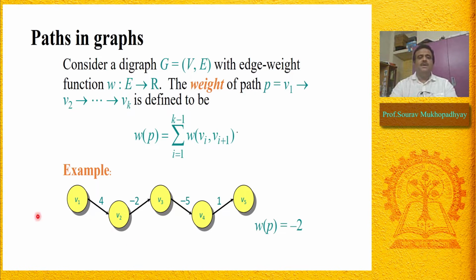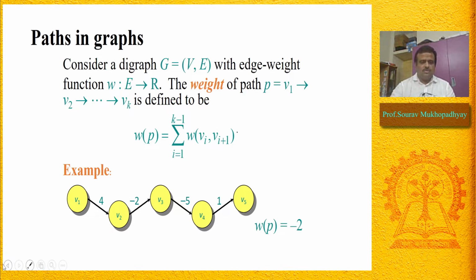For example, for this path, if we represent this path as p, what is the weight of this path? The weight is the sum of the weights of the edges in this path. So, 4 minus 2 minus 5 plus 1. This gives us minus 2. This is the weight of this path, which is the sum of the edges on the path. So, this is a path and the weight of the path.